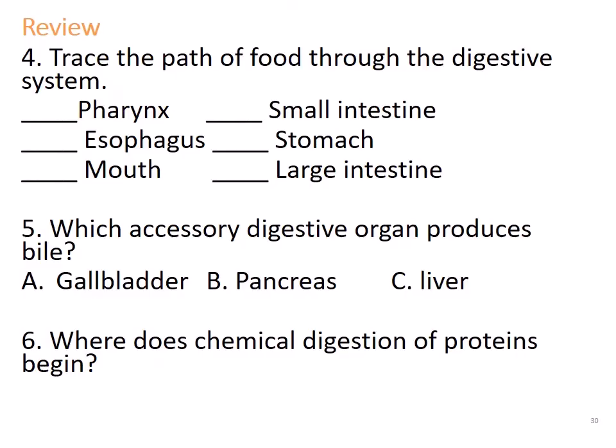Number 5, which accessory digestive organ produces the bile? Is it the gallbladder, the pancreas, or the liver? Who can you throw out right away? Who's not involved with bile at all? The pancreas, not really involved with bile at all. So your options are now gallbladder or liver. The gallbladder stores the bile, but the liver actually produces it. So 5 is C, liver.